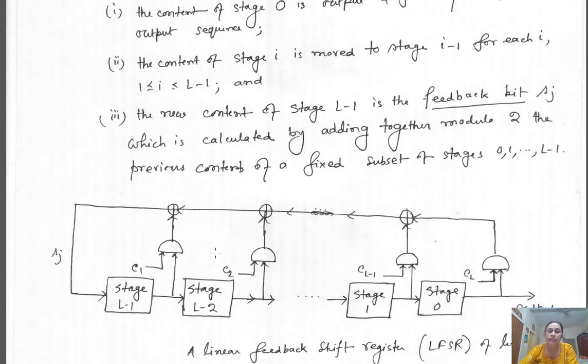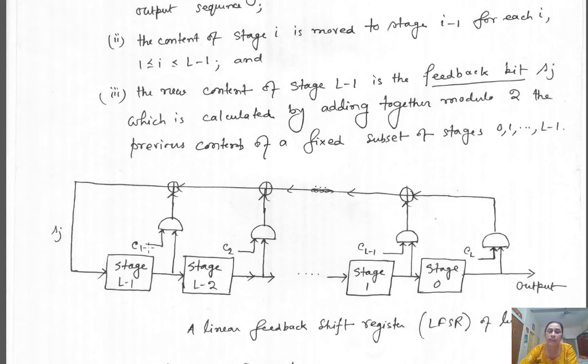So this C1, C2, C L minus 1, C L, these are either 0 or 1. Each of them is either 0 or 1. If this is 0, then essentially this is not taken in the XORing. If it is 0, then the output of this AND gate is 0, so it will not contribute in calculating this feedback bit. If it is 1, then it is contributing in forming the feedback bit. This is the idea.